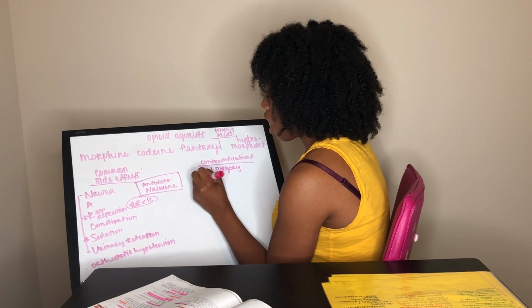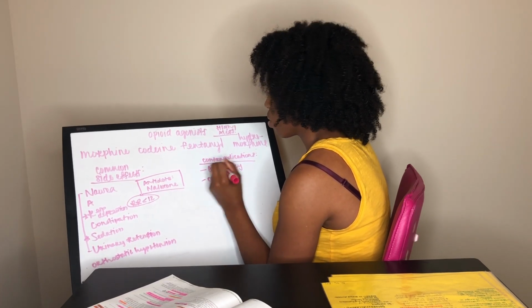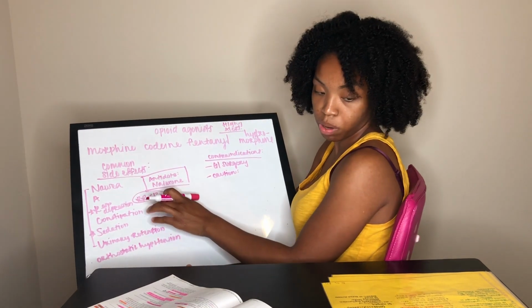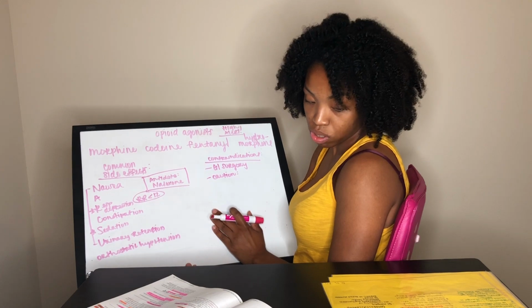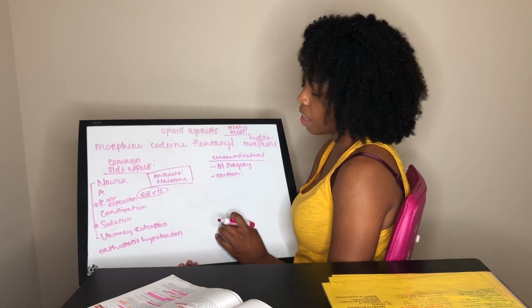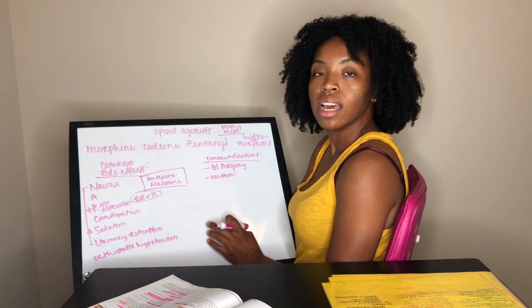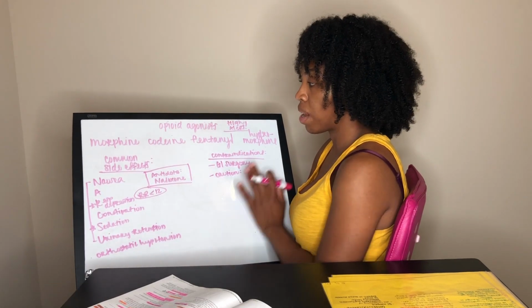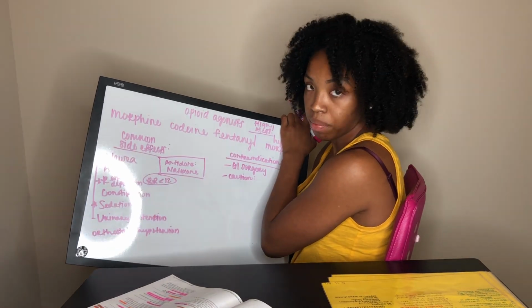For cautious use, you should be cautious if they have respiratory issues, because it could cause respiratory depression, if they're extremely obese, if they have GI issues, and if they have liver or kidney disease. When it's contraindicated for liver or kidney disease, it typically just depends on where that medication is metabolized or excreted in the body.